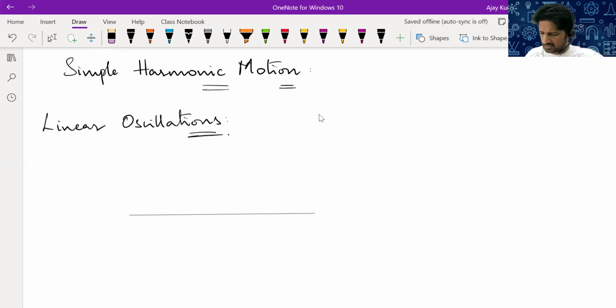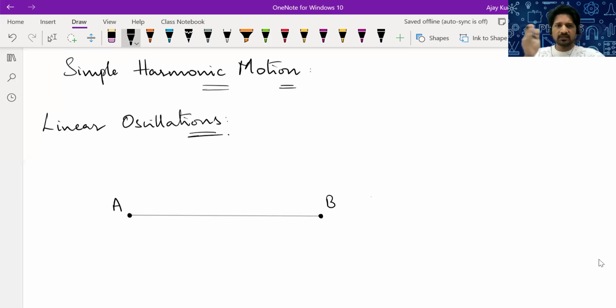As the name suggests, there is an object, or you can imagine an object oscillating along a straight line. Suppose there is some object oscillating on this line, moving back and forth. Now, for every oscillating system, for every system that moves back and forth, you can assign two extreme positions. Let's call this end of the straight line as A and the other end as B. As the object oscillates on this straight line back and forth, these are the extreme positions that it reaches. So you can call them left extreme and right extreme, or you can call them negative extreme and positive extreme.